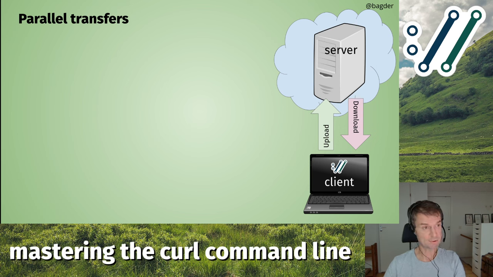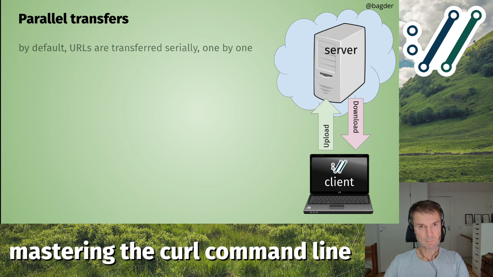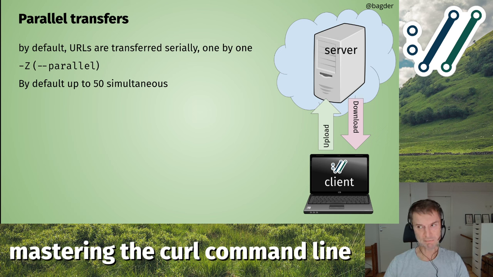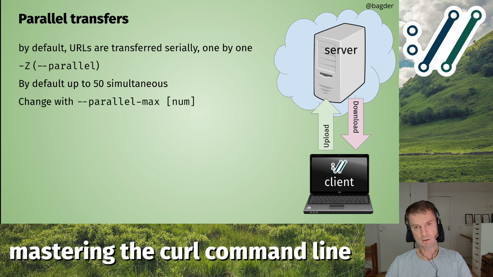The default way for curl to get URLs is one by one by one, going through the list of provided URLs one at a time. But if you provide the uppercase Z or dash dash parallel, it will do them in parallel, up to 50 at a time by default. So if you provide more than 50, it will put the rest in a queue until the first is done. Then it will pull from the queue to keep 50 alive all the time until there's less than 50 left to do. And you can also change that.